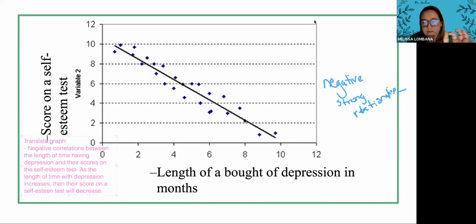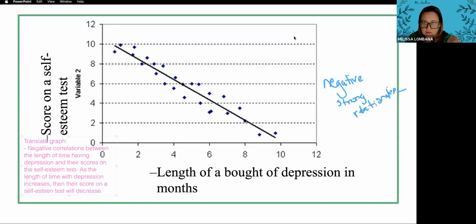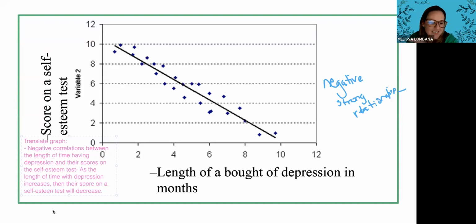Now, one very key thing you need to remember when it comes to these correlational studies is that correlation is not causation. So this does not mean that if you have depression for a long period of time, you're going to have a low score on your self-esteem. Now, there's a strong relationship, but depression or time with depression does not cause your score of self-esteem to decrease, right? The only way I could prove that is with an experimental study. So just remember that because that is key here.